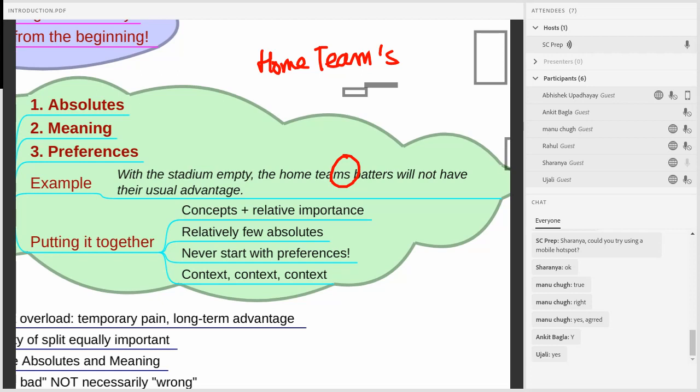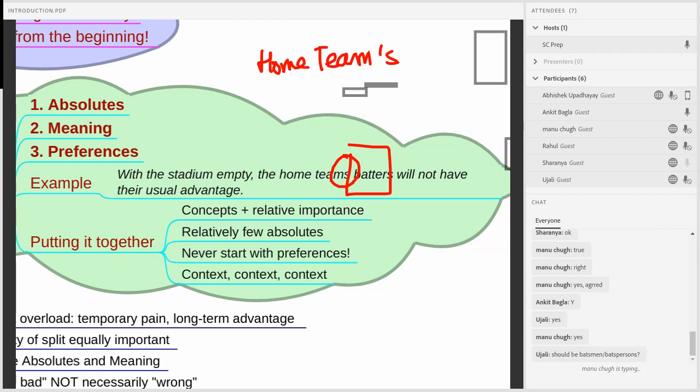Now, the other thing that I wanted to point out is the word batters. Did anyone feel that batters was a problem? Yes, so can we have the home team batters? So the home team will be an adjective modifying the batters. Yeah, you can. That would be fine.